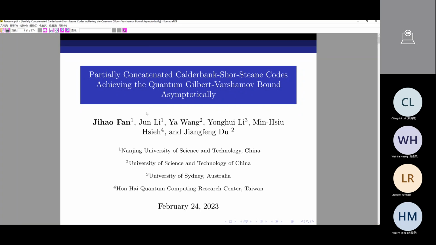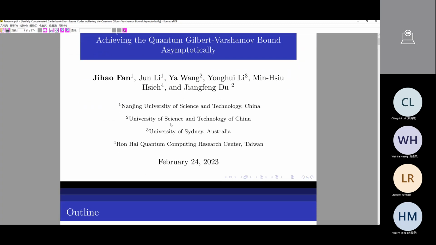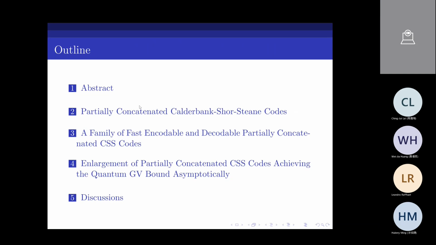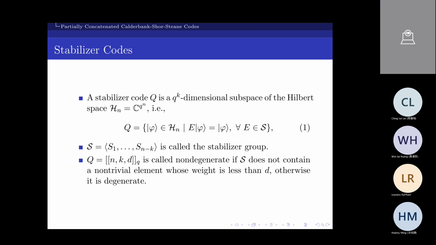Good morning, everyone. Today I will introduce the talk about partially concatenated CSS codes achieving the quantum GV bound asymptotically. This is a joint work with Jun Li, Ya Wang, Yonghui Li, Minxiu Xie, and Jiangfen Zhu. Here is the outline, and here is the abstract. First, I will introduce some background about stabilizer codes and some classical linear codes.